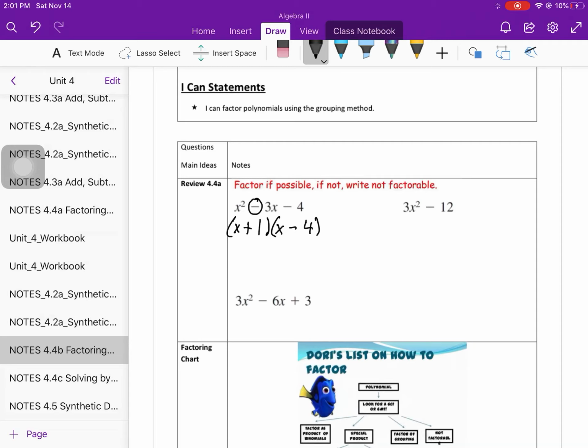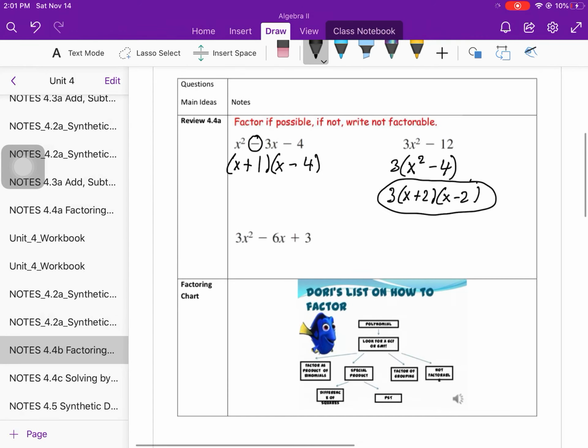Then over here, 3x squared minus 12, this one right away you got to notice there's only two terms, but each of them have a 3 in common, so we can factor out a 3 from both. We get x squared minus 4, and then remember x squared minus 4 is a difference of squares, so we can separate that out as x plus 2 and x minus 2. So this would be the most factored form for that one.